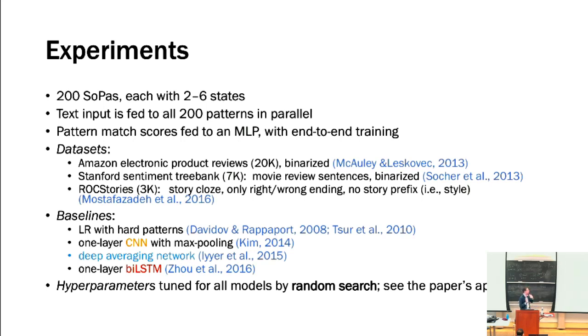I'm going to give you results on 3 data sets. There's an Amazon product review data set, the Stanford Sentiment Treebank, and then the ROCStories corpus, but we're only using it as a binary classification between right and wrong endings. We're not using it the way it was designed. We're using it more as a style classification task. And then I've got some baselines. There's a logistic regression model built with a standard hard pattern learner that's not using neural networks at all. There's a CNN, there's a deep averaging network, and then there's a one-layer bi-LSTM.